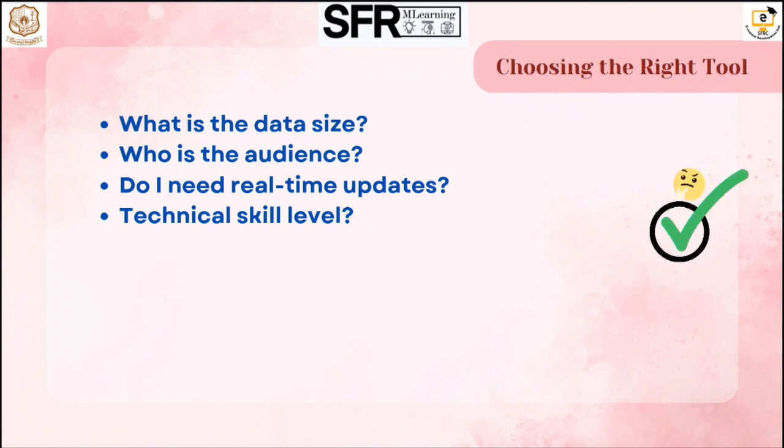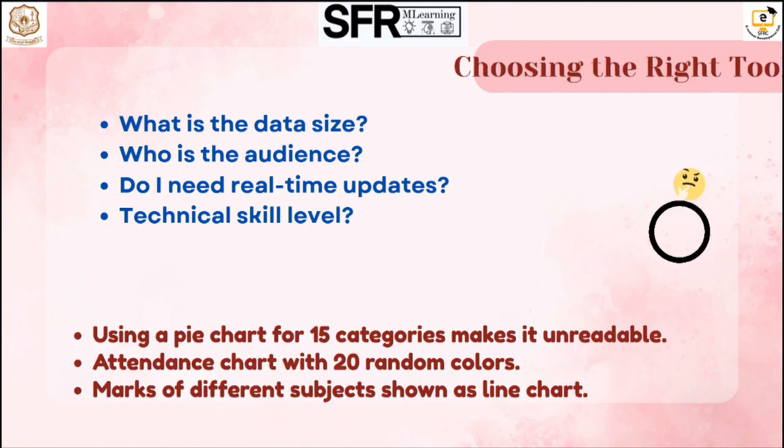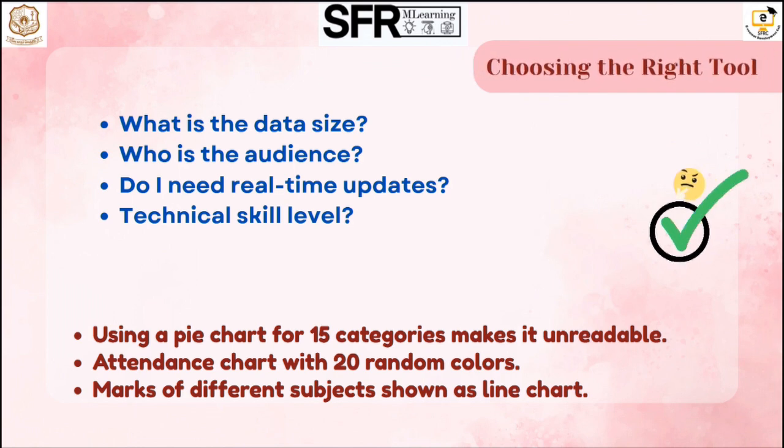Okay. So in example cases where it's not working properly, for example, if you are creating a pie chart for 15 different categories, then it is simply unreadable. It's a waste, isn't it? Likewise, if you are displaying an attendance chart using 20 random colors, that's also not good. And marks of different subjects shouldn't be displayed using a line chart. So you have to choose the right tool appropriately. That's the major thing here.